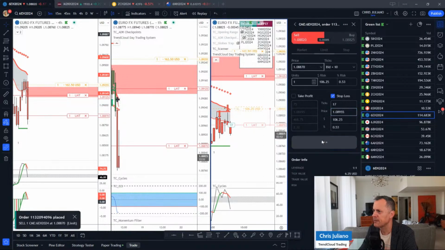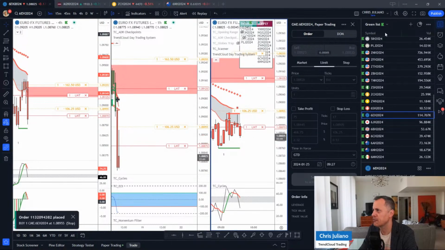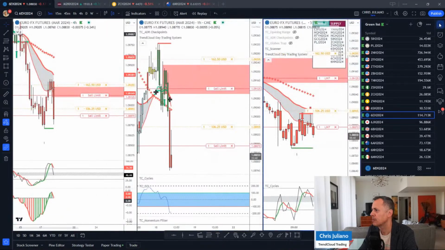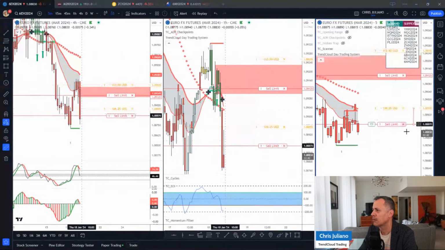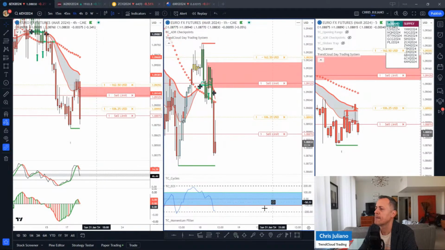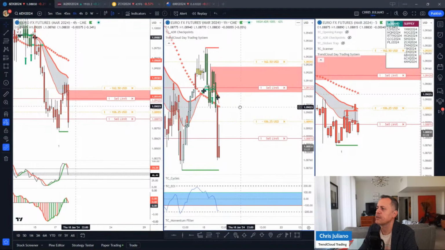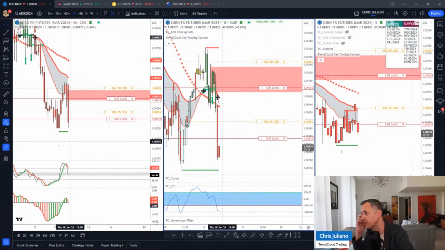Stop loss right there. And it is heading towards the entry on that second TrendCloud signal. Okay, maybe we get a second shot at that. But this is looking pretty good here.